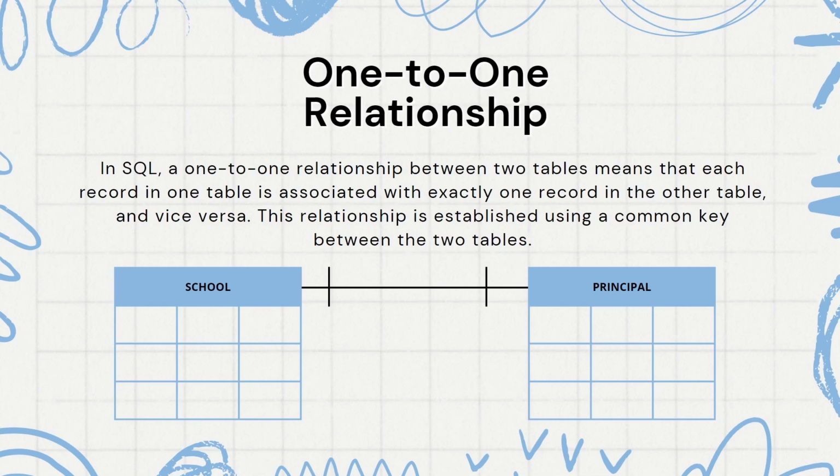In SQL, a one-to-one relationship between two tables means that each record in one table is associated with exactly one record in the other table and vice versa. This relationship is established using a common key between the two tables. For example, if we have a table which contains names of schools and another table which has names of principals, it's quite evident that one school has only one principal. So, it's a one-to-one relation between these two tables.